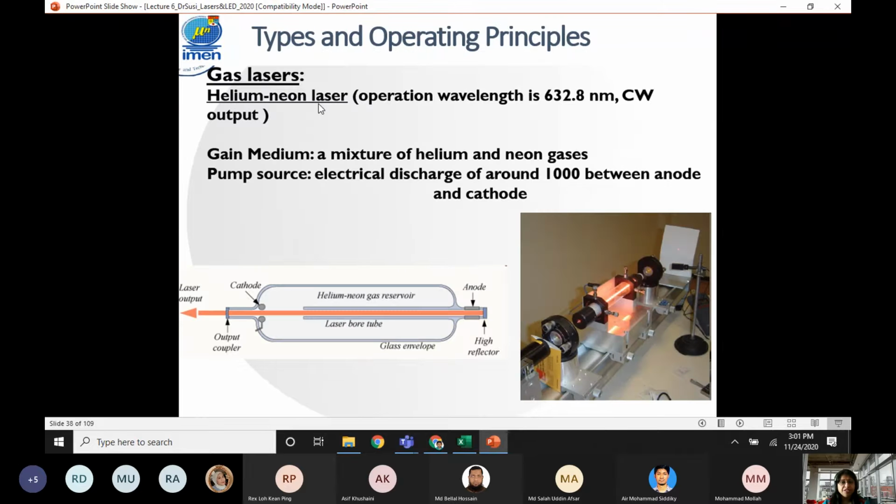All right, what are the different types of laser and its operating principles? The first, we have a gas laser. This is a helium neon laser. Its operation wavelength is 632.8 nanometer and it is a continuous wave. There is no pulse, the light just keeps shining. The gain medium is a mixture of helium and neon gases. And what is the pump source? It is electrically pumped, with an electrical discharge of around 1000 volts between the anode and the cathode.